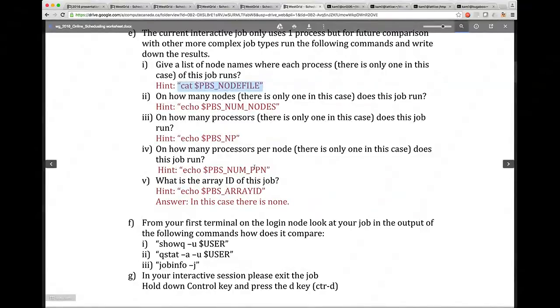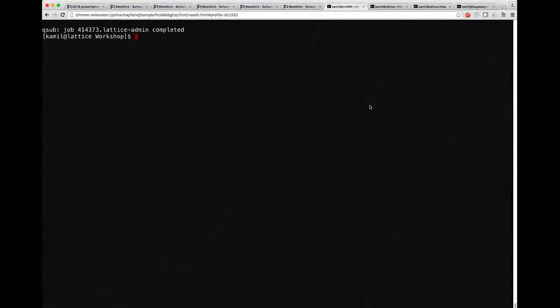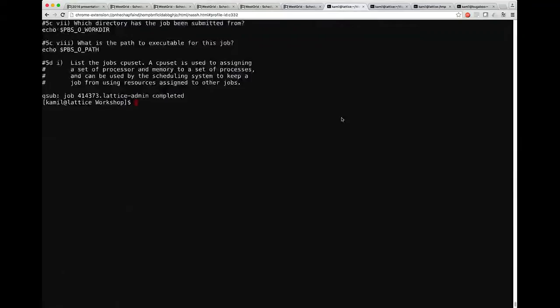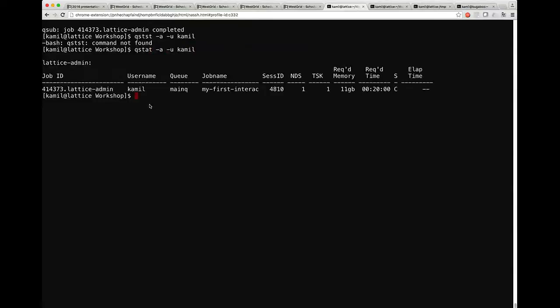So we already showed how this job looked from the outside. And in order to end your interactive session, you type Control and D. At this point, my job has finished, and I'm back. If I do a qstat -a -u, it shows that my job is complete. So, are there any questions?